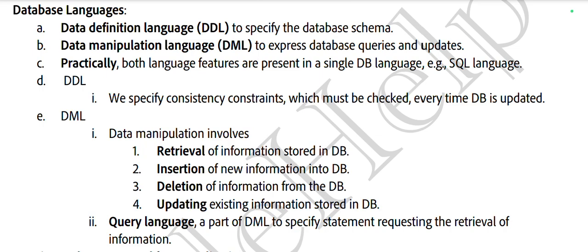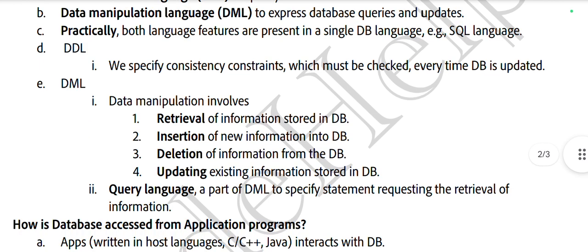Data manipulation language involves the retrieval of information stored in the database. It can perform retrieval, insertion, deletion, and updating. Insertion means adding new information into the database. Deletion means removing information from the database. Updating means changing existing information stored in the database. All these operations are done by the data manipulation language.